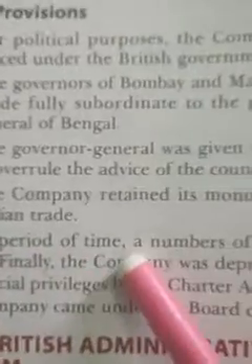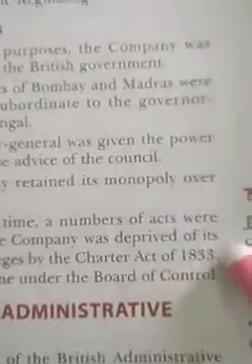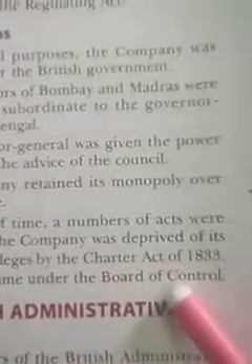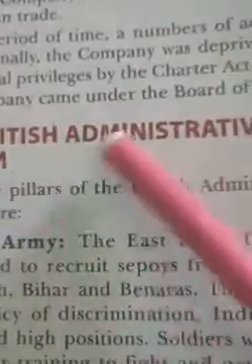So, over a period of time, a number of acts were passed. Finally, the company was deprived of its commercial privileges by the Charter Act of 1833. The company came under the Board of Control. Now let's see how the Britishers managed the administration.